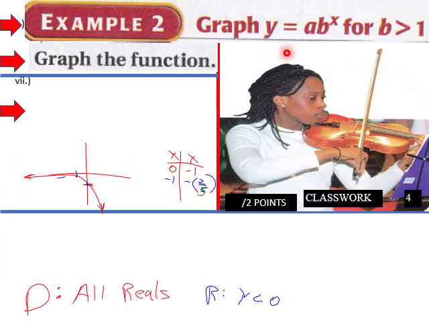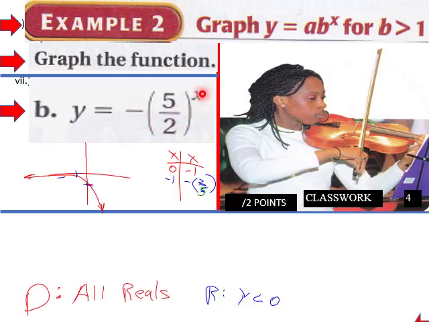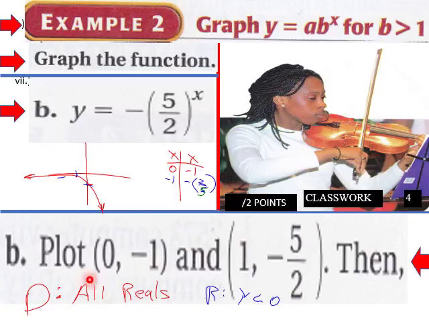Well, let's graph y equals a b to the x for 0 less than b less than 1. So y equals the negative of 5/2 to the x power. Plot (0, -1) and (1, -5/2). You can put this into your calculator and also see a table of values. Here's the general shape of the graph here.